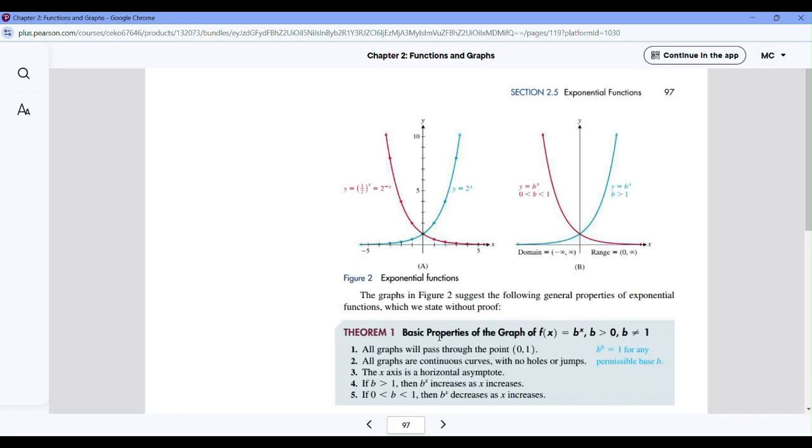All right, so here, the basic properties of the graph f of x is b to the x. If we look at 2, here are 2 to the x versus 2 to the negative x. Blue is positive x, red is negative x. Basic properties: they're always going to go through the point (0, 1). They're always going to have a continuous curve with no holes or jumps. They're all going to have the x-axis as a horizontal asymptote, and if b is greater than 1, it's going to be increasing. If b is less than 1, it's going to be decreasing.